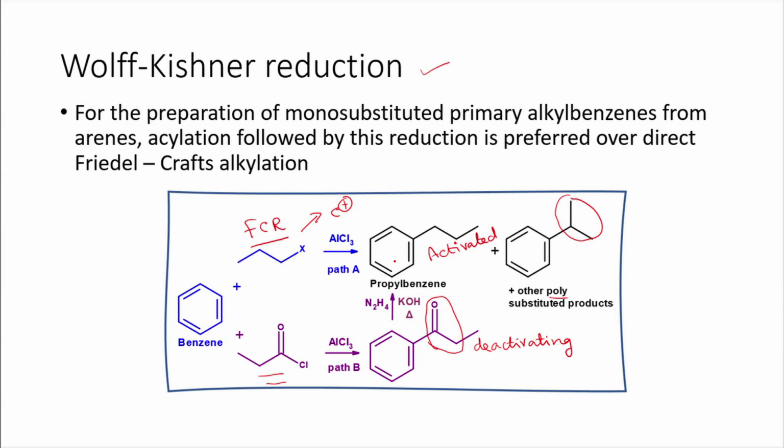So, this is one of the reasons why, in many laboratory preparations, people avoid the Friedel-Crafts reaction of alkyl halides directly, but use one additional step of converting acyl benzenes to the corresponding propyl benzenes or similar compounds, alkyl benzenes.